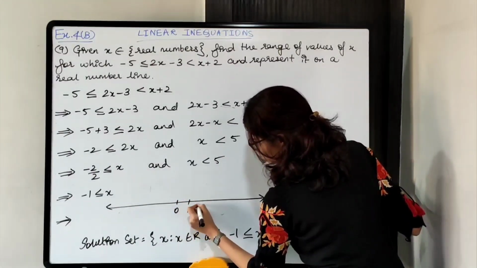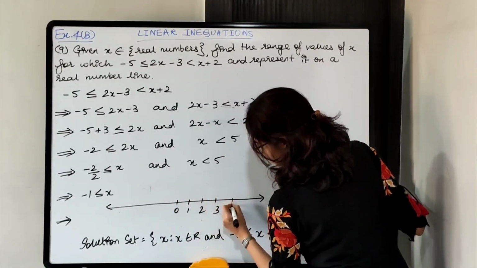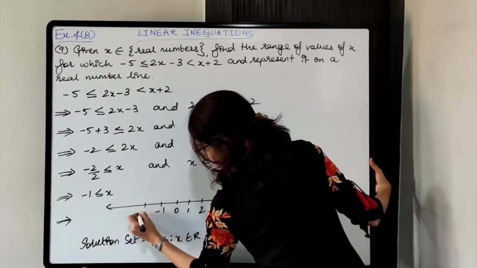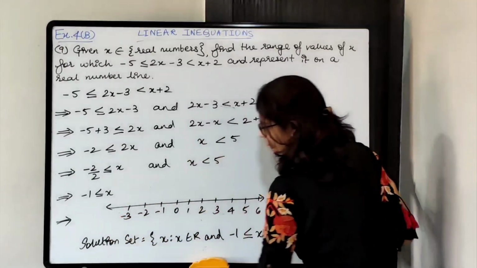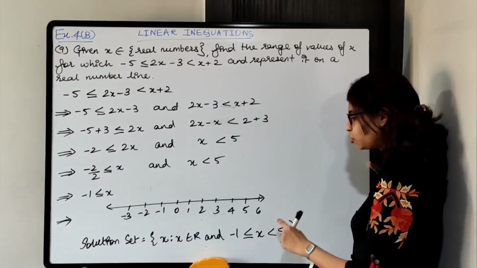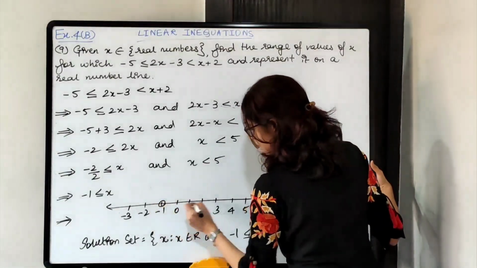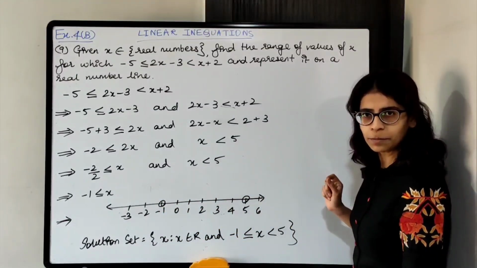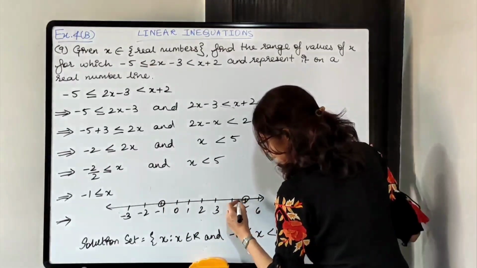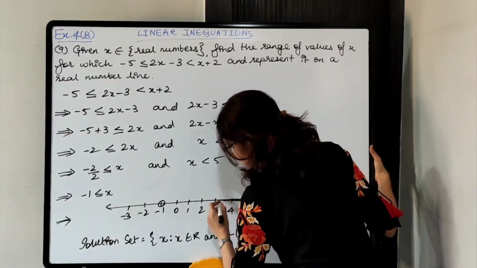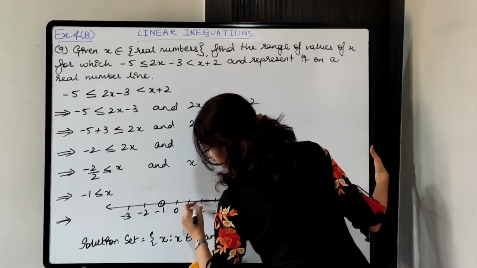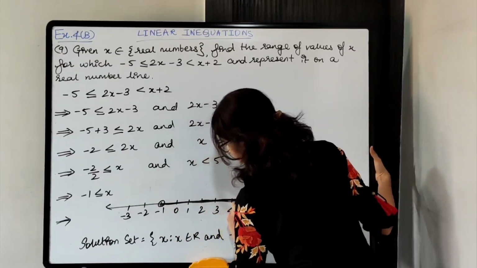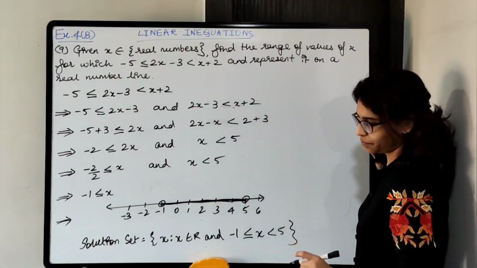Zero, 1, 2, 3, 4, 5, 6, -1, -2, -3. -1 to 5 is the range, so -1 and 5 and all the possibilities in between. Okay, so what we'll do, with the help of a scale and pencil, draw a dark line, override it, but it should be very neat.